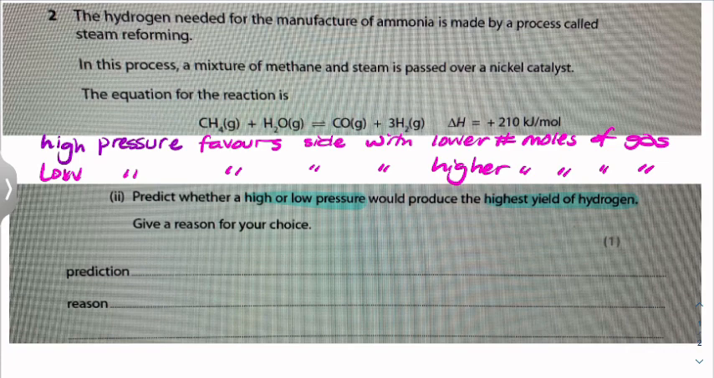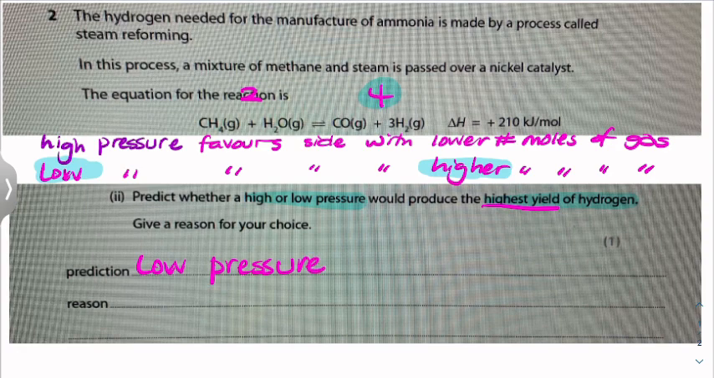So what we want is highest yield. That means we want more of this, and this is on the side with the 4 moles. So if you want to favor the side with the higher number of moles, then what you want is to reduce the pressure. So the question's weirdly phrased. Predict whether high or low pressure would produce the highest yield. I'd say low pressure.